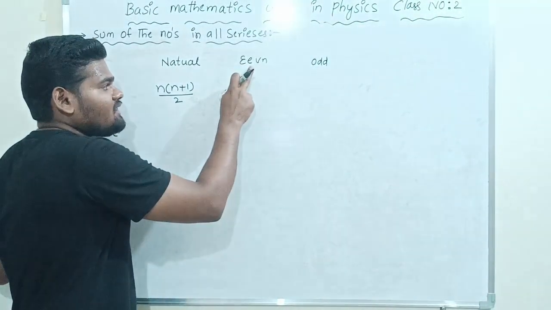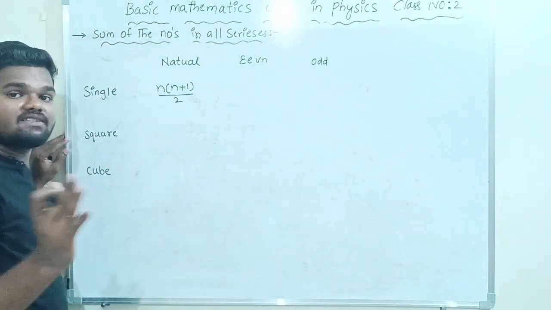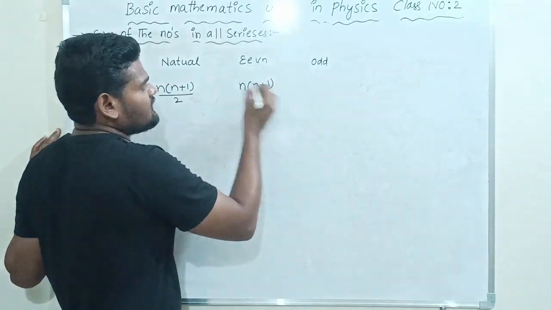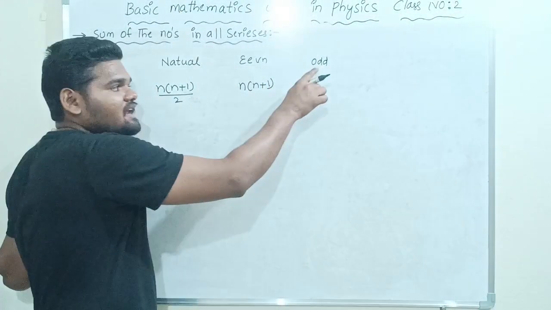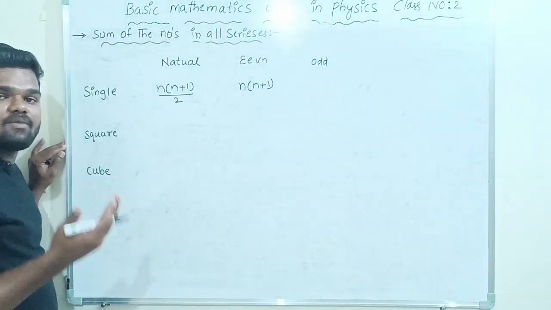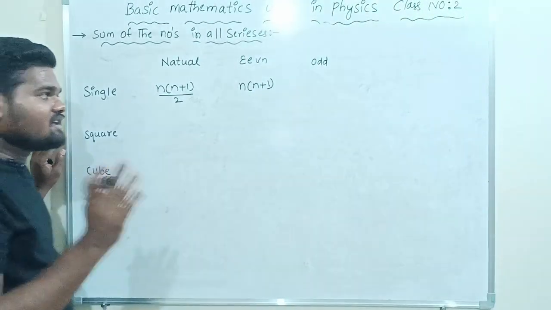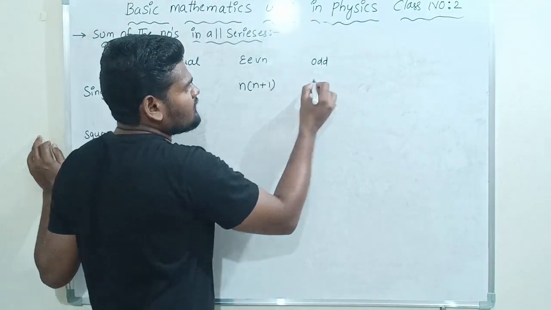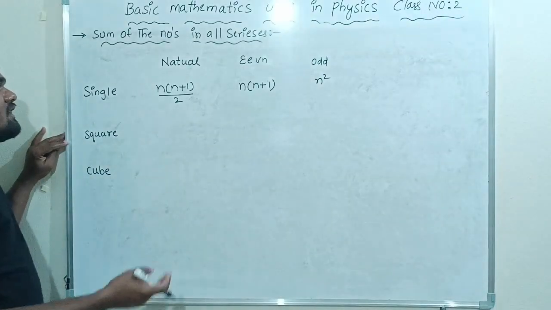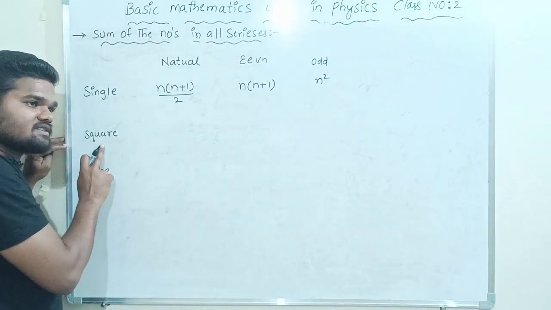If the numbers are even and single, that means 2 plus 4 plus 6 and so on, then the sum of the series is given by n into n plus 1. If the numbers are odd and they are single, that means 1 plus 3 plus 5 plus 7 and so on, then their sum is given by n square. Is it clear?